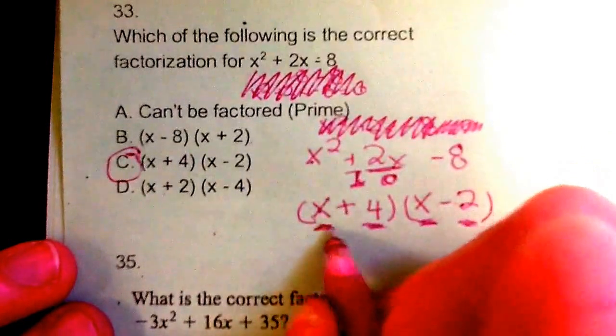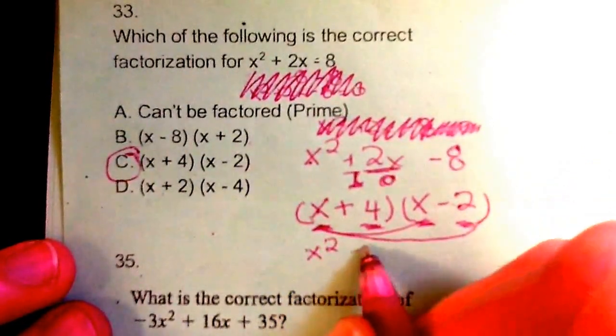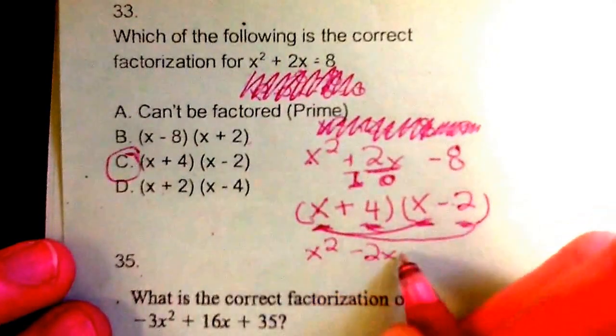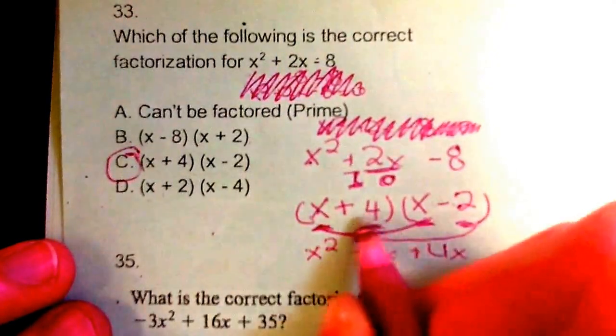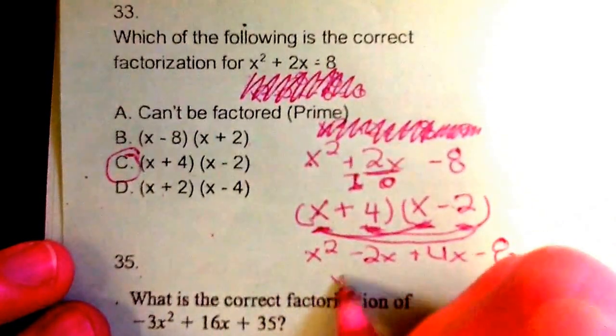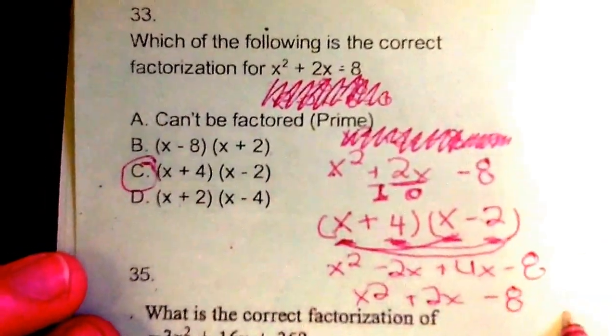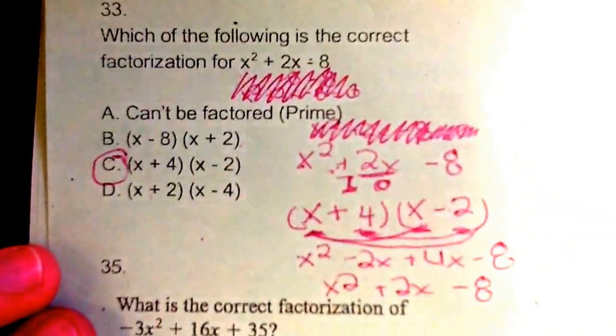Again, you can check this. x times x is x squared. x times negative 2 is negative 2x. x times 4 is 4x. And then 4 times negative 2 is negative 8. So I end up with x squared plus 2x minus 8. If it multiplies back to the original, then my factoring is correct.